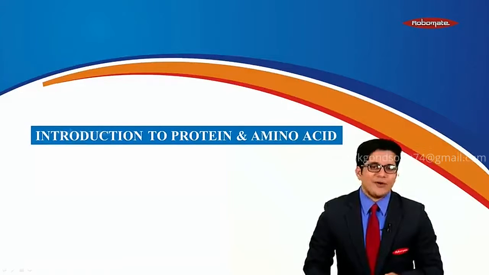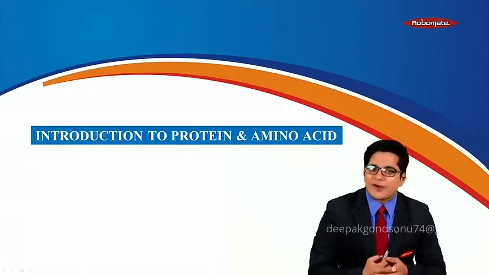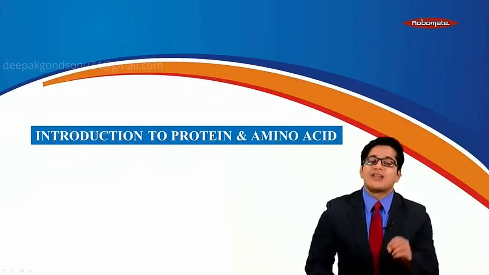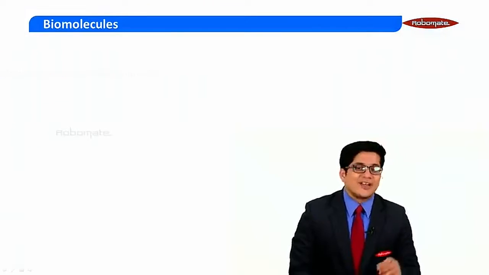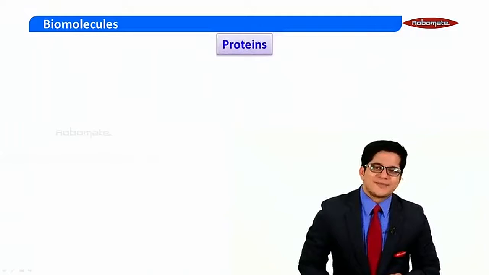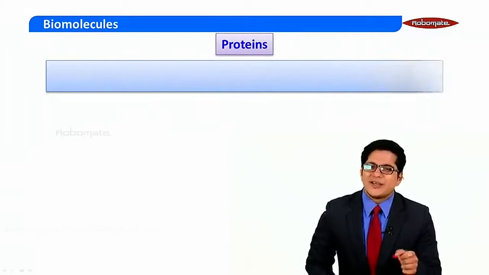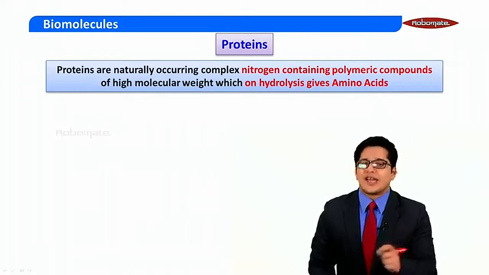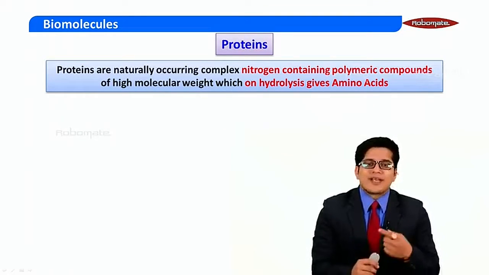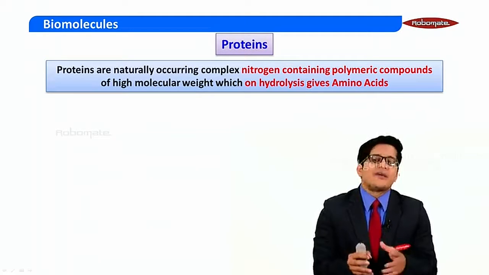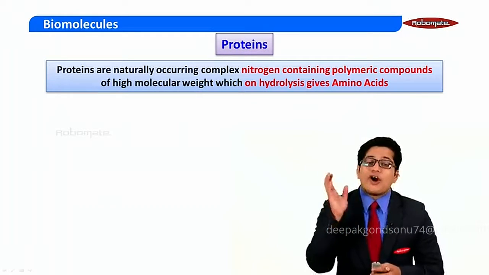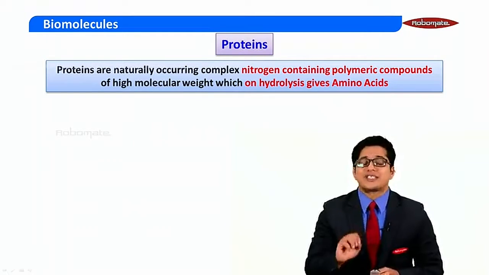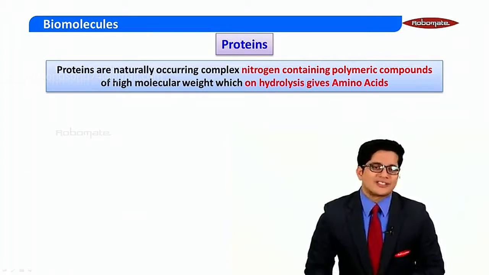Hello students, now we are going to start with the next part of our biomolecules chapter, that is a part of proteins and amino acids. So let's start with a basic introduction. Firstly, what are proteins? Proteins are nothing but naturally occurring complex nitrogen containing polymeric compounds of higher molecular weights which on hydrolysis gives alpha amino acids or amino acids.